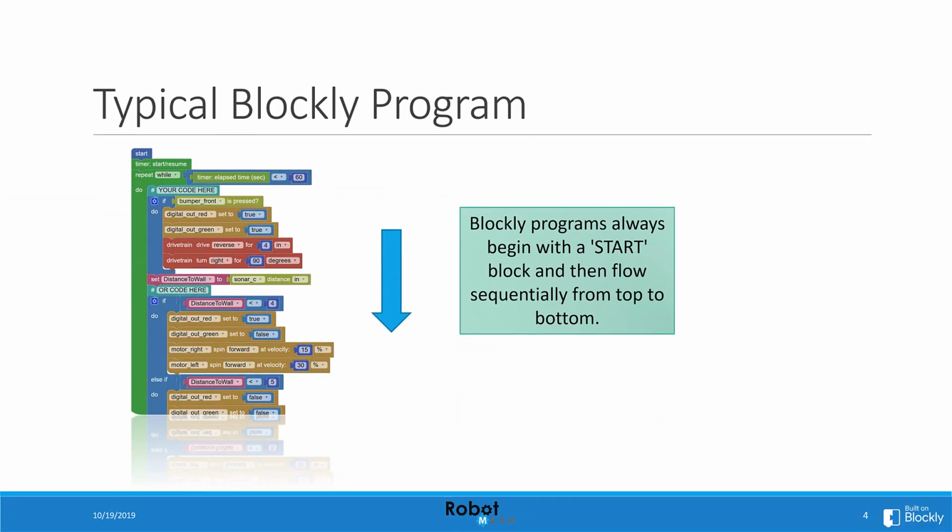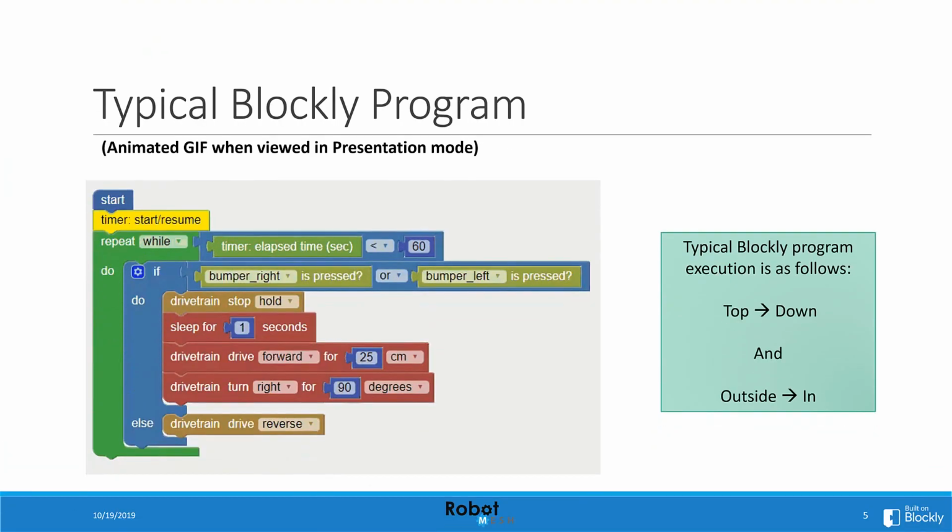Blockly programs always begin with a start block and then flow sequentially from top to bottom until there are no more blocks left to execute. In a larger Blockly program with nested blocks, the program execution will always be from top to bottom, with the outside blocks executing before inside blocks. Let's create a Blockly program to make our robot move.